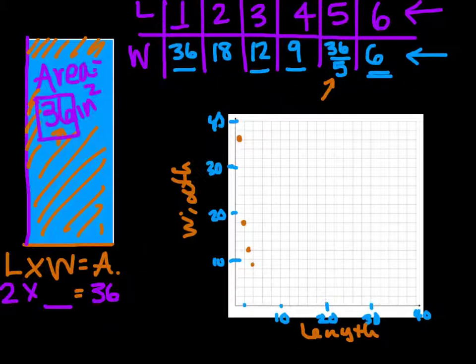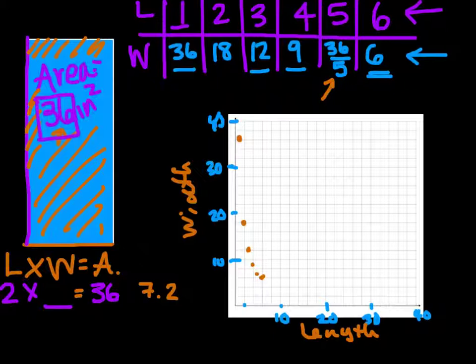When we have 5, we're at 36 divided by 5. Let's do that math. So if we think about it, 5 goes into 36 7 times, and we have 1 left over, and 1/5 is 0.2. So we have 5 and 7.2, so somewhere in there, and 6, 6. So as we can see, this line that we're creating is not actually linear, perhaps.